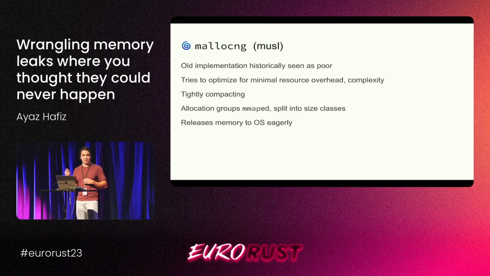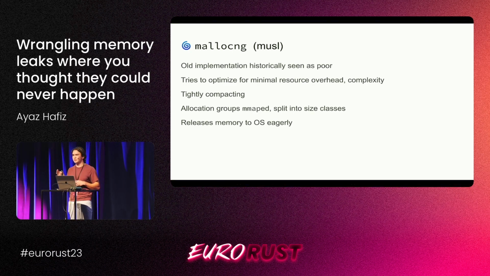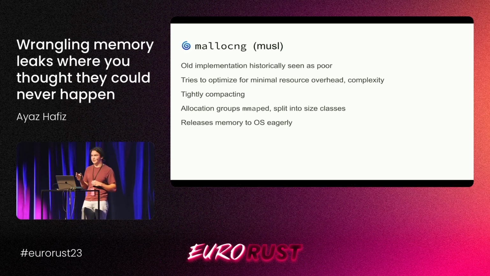malloc-ng, which comes from the musl libc, is quite different. So you may read online that musl's malloc implementation is quite poor, which historically may have been the case, but in 2020, 2021, somewhere around that time, they re-implemented a new allocator, which is called malloc-ng. And malloc-ng is specialized for low resource systems. So they try to release memory really, really actively. They don't have thread local allocators and things like this.